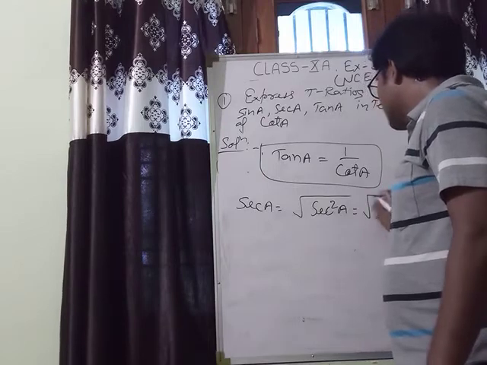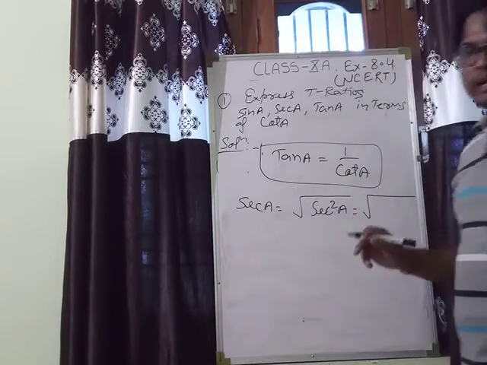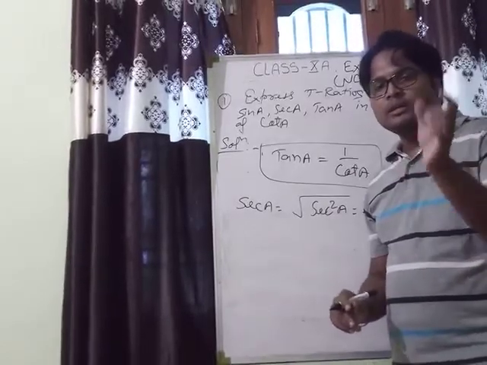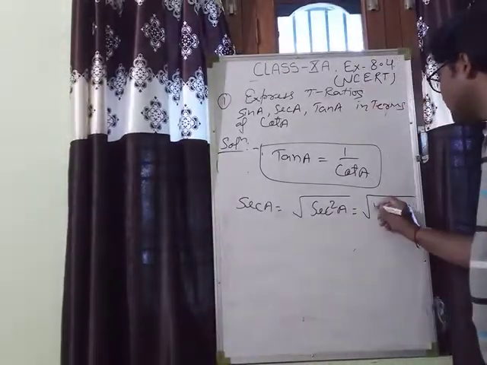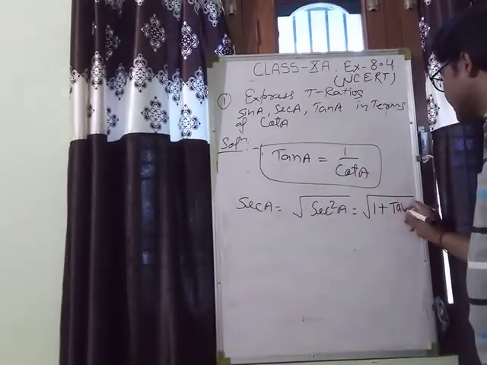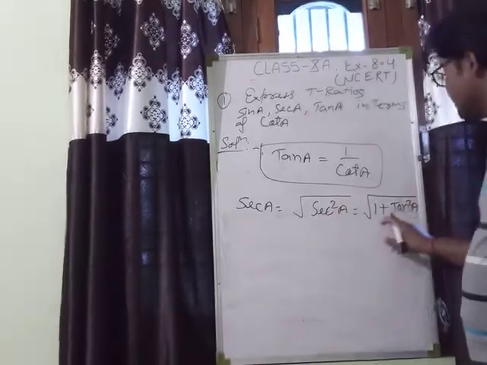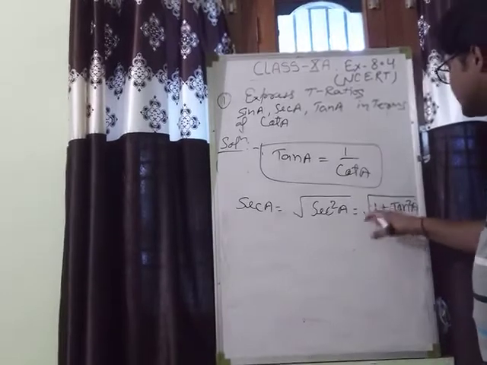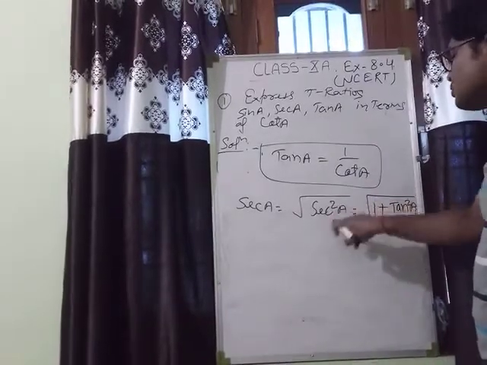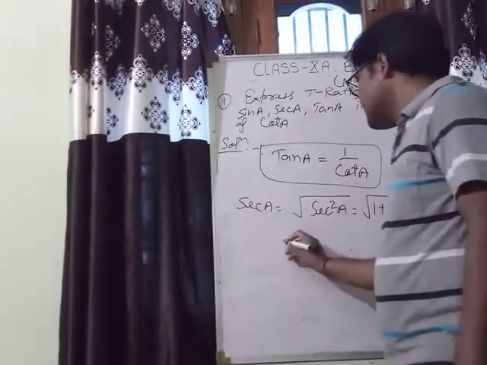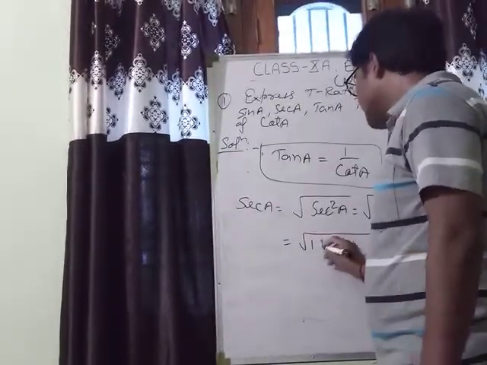That can be written as root. Now I have taught you the identities; look at the list where you noted the identities. sec square A is equal to 1 plus tan square A. Sec square theta is equal to 1 plus tan square theta. So root sec square A can be written as root 1 plus tan square A.